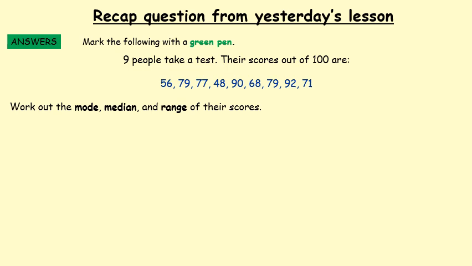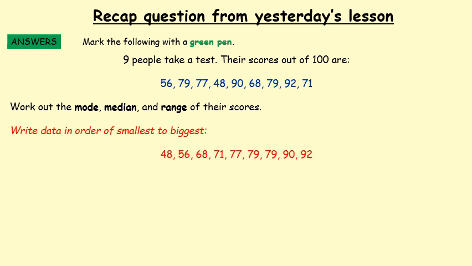Okay, so the answer to the do now question is here. Remember, yesterday we worked hard on putting our data first of all in order of smallest to biggest. If we do this, our data is going to look like this, and this will help us look quite quickly at what the mode, median and range are. So the mode is 79, this occurs twice in our list. The median is 77. If we cross off pairs on either end of our list, we end up with 77 left in the middle. And our range, our biggest minus our smallest value, 92 minus 48 is 44. So just pause the video, make sure you're clear on that method before you move on.